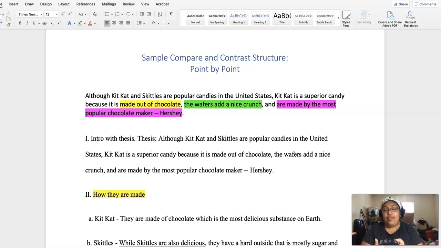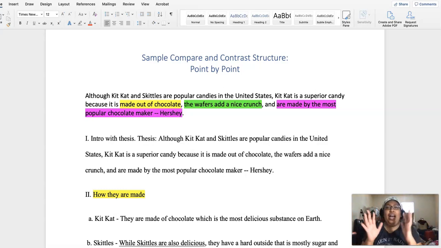If you remember that video correctly, we were talking about Kit Kats versus Skittles, and how Kit Kats by far reigns more supreme than Skittles. Do not fight me on this. I am the professor. You will lose.